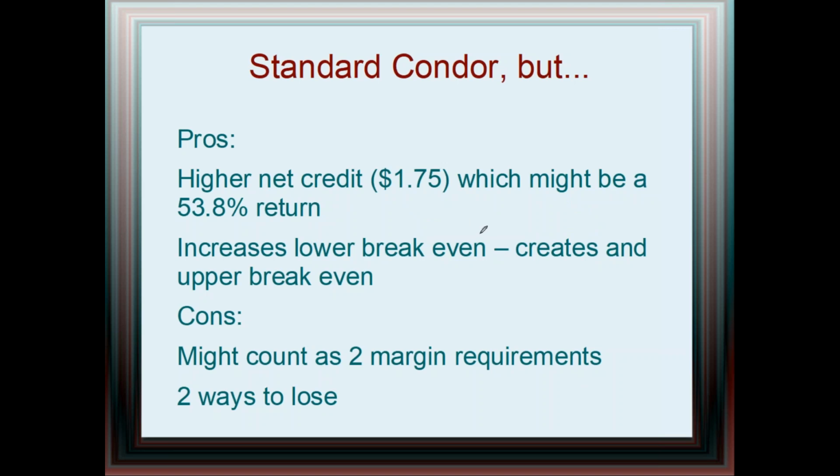My main broker, the one where I have most of my accounts in, if I enter this on a separate day, they look at it as two separate spreads. So my margin goes up to 10 points. That's one of the cons. It might count as two margin requirements if you convert it to a Condor or a butterfly, and it gives you two ways to lose. But the other pro is that, remember, it increases that lower break even. It gives you more cushion to the downside and more potential profit if it stays between the strikes.